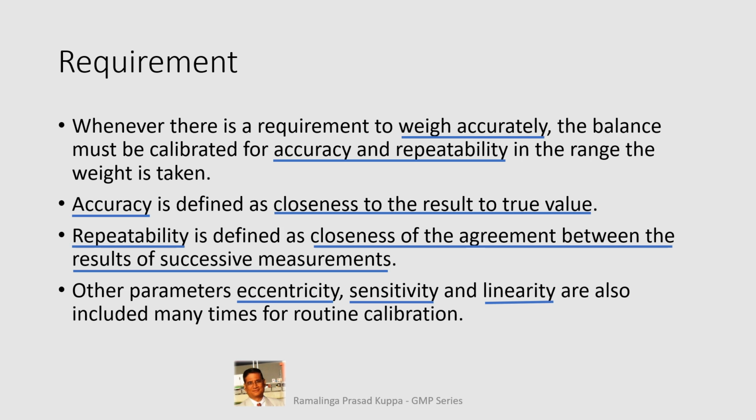Eccentricity is also called corner load error. For this parameter, the selected weight is placed in the center of the pan and the displayed weight is recorded. Then it is placed in one corner of the pan and the displayed weight is recorded. Similarly, the weight is checked in all other three corners. With a round weighing pan, the protocol is the same. The aim is to compare the difference between the extremities of the weighing pan and the center.